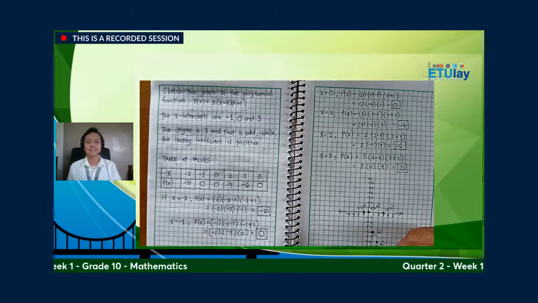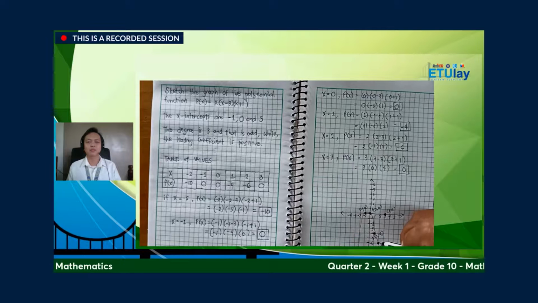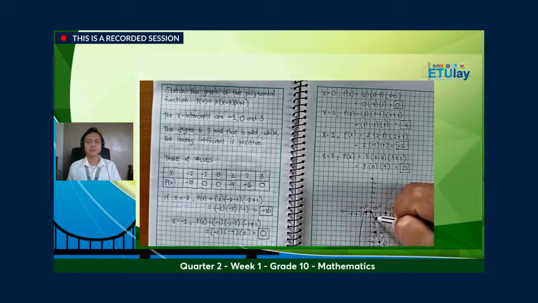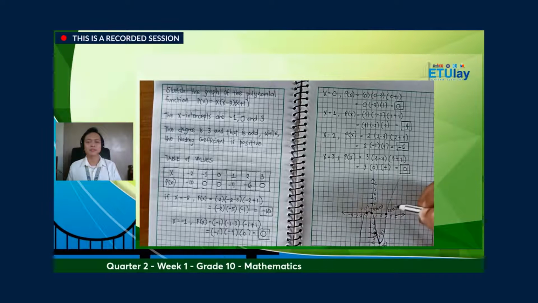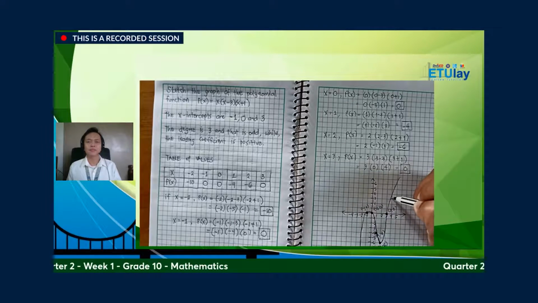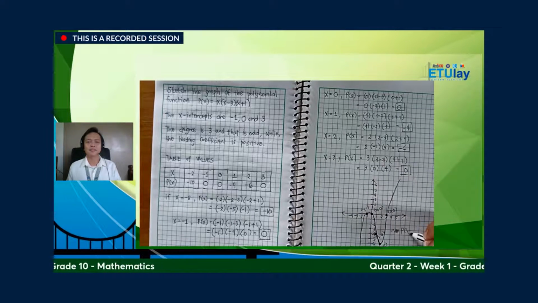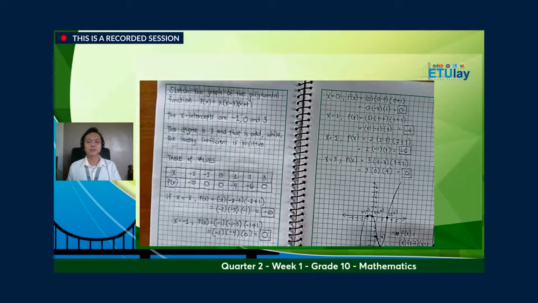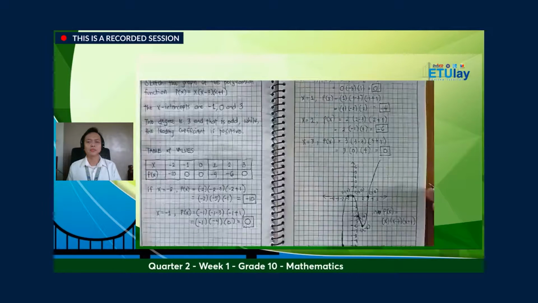And lastly, write the name of the given graph. On this given example, the name of the graph is p of x is equal to x times x minus 3 times x plus 1. There you go. This is our graph.